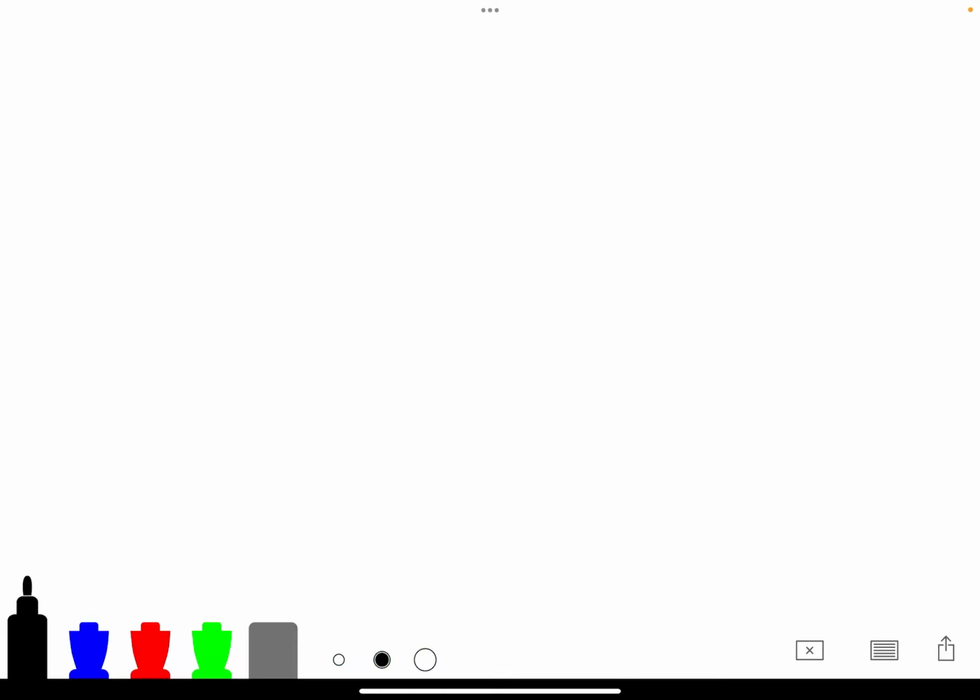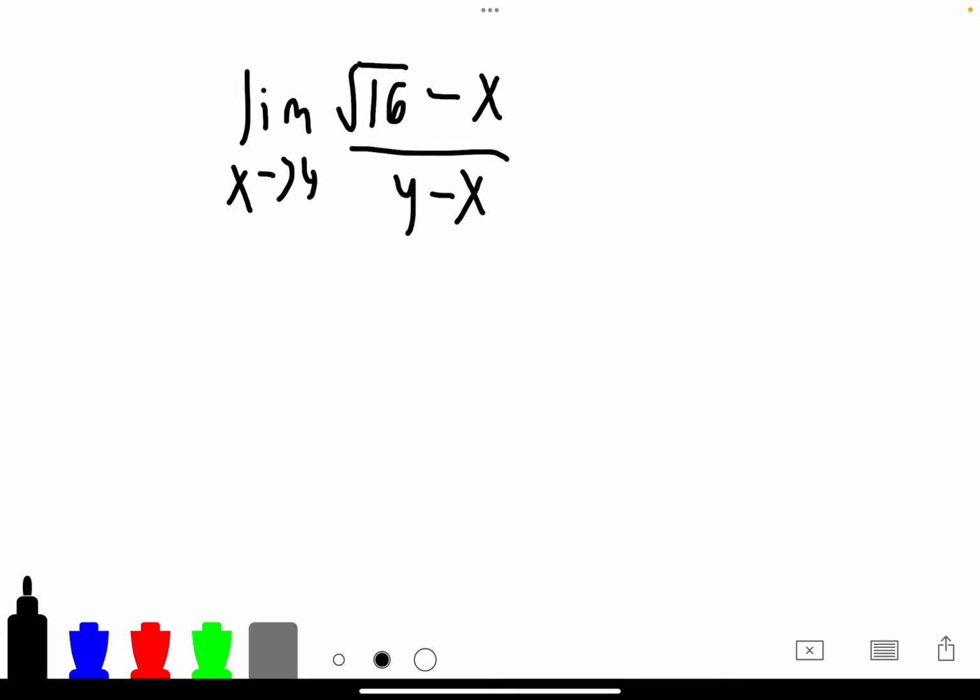The final one that we're going to do today is the limit as x approaches 4 of root 16 minus x, over 4 minus x. So in this case, you would have to actually rationalize, because you know that it's going to be 0 over 0: 4 minus x, so x is 4, 0, and then 0, of course. So you have to do rationalizing.